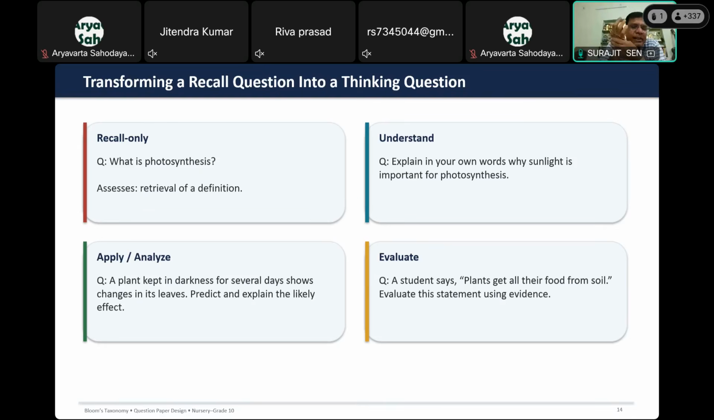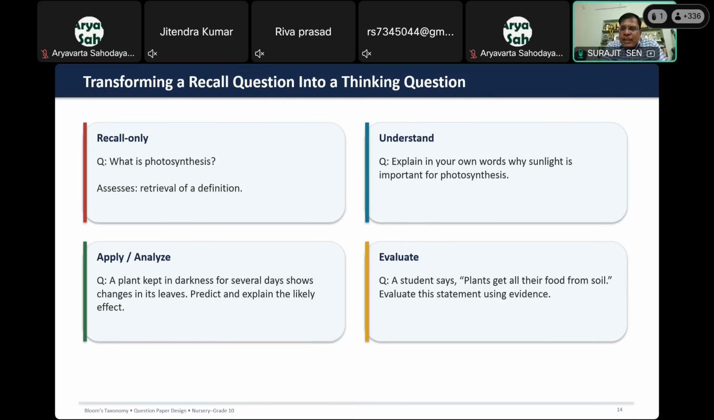Apply or analysis. The question can be: a plant kept in darkness for several days shows changes in its leaves. Predict and explain the likely effect. So what happened for a long time? The plant was not in the sunlight. It did not get the sunlight. The process of photosynthesis could not happen. So that's why the leaf looks pale and sick. So why it has happened? That we can get as analysis.